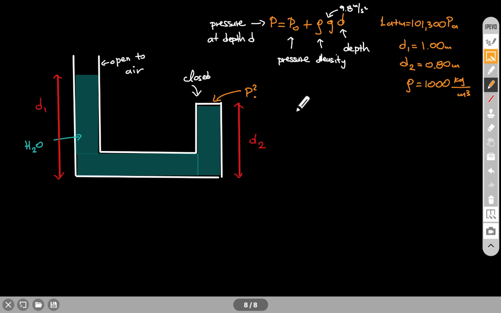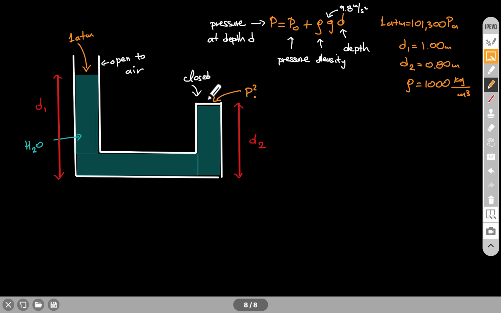Now, if this was open to the air, as this part of the tube is, I could say that the pressure here is exactly equal to 1 atmosphere, because this is open to air. Unfortunately, this part of the tube is not open to air. This is closed, which means I cannot really claim that the pressure here is 1 atmosphere. In fact, it will not be 1 atmosphere.